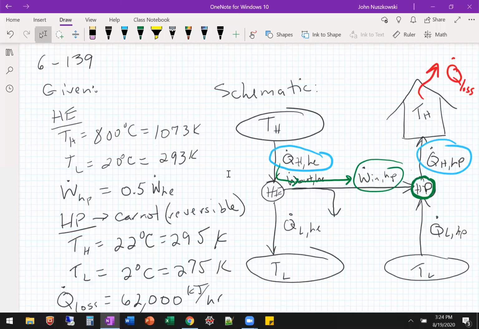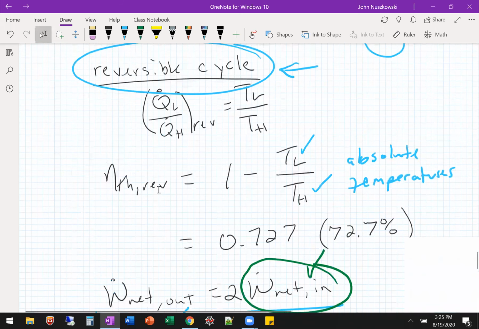How do we get that? Using the COP value and the Q dot loss that we're given? Using the COP value? No, that we just got. We don't even have to go that far. We actually just look at the house. If we set up a boundary on the house, Q dot H is equal to Q dot loss.